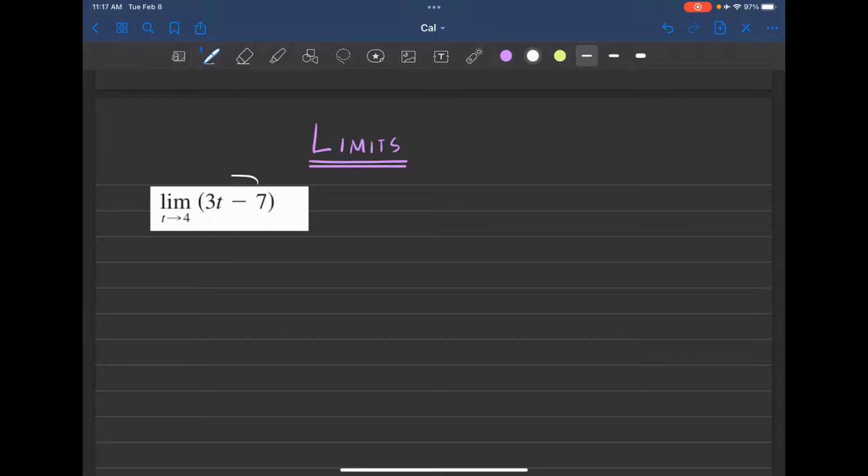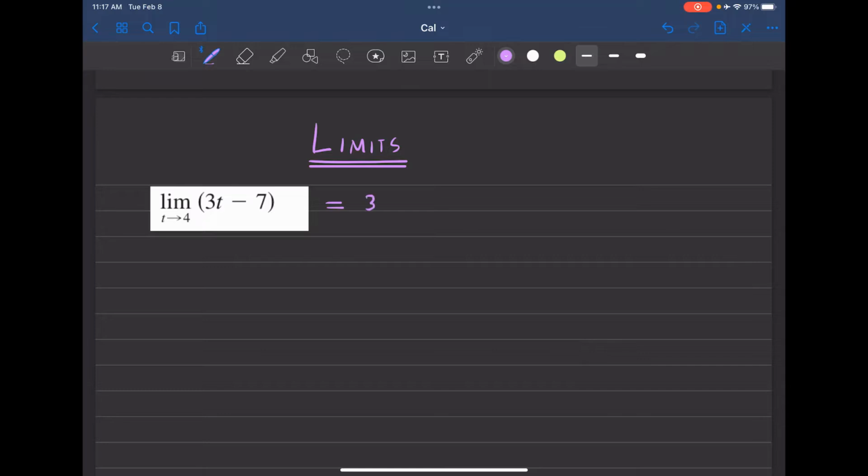Now if you notice, this is a nice linear function. It's a polynomial, so we know that this function is continuous everywhere. Therefore I can just simply substitute 4 into that function, and that will be the limit. So let's go ahead and do that.